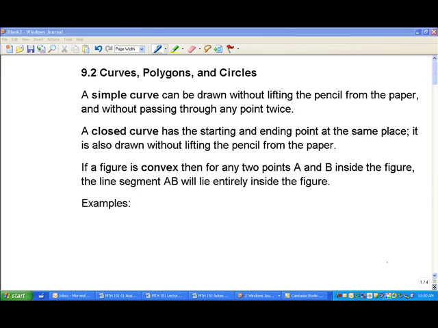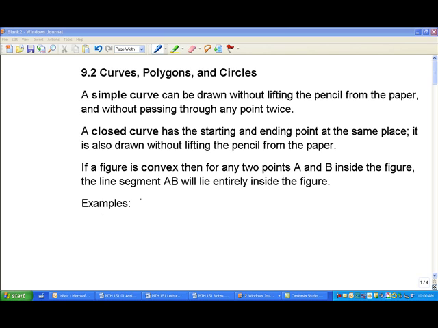Today we're taking a look at section 9.2 on curves, polygons, and circles. First of all, we talk about curves, and we have three terms that we'll be talking about as it relates to curves. First of all, whether or not a curve is simple. A simple curve can be drawn without lifting the pencil from the paper and without passing through any point twice.